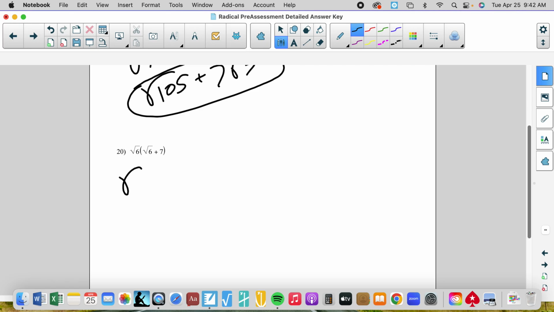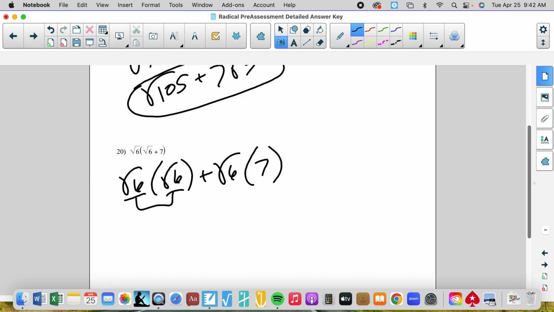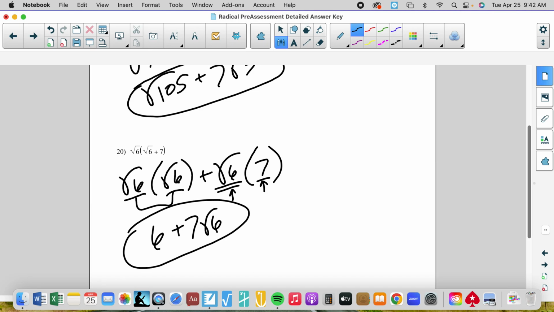Here we have rad 6 times rad 6 plus rad 6 times 7. Rad 6 times rad 6, we love. The 6 comes out. And we have to be cognizant of this. This is a radical in. This is outside. So this produces 7 rad 6. Order, I'm not too particular about at this point.